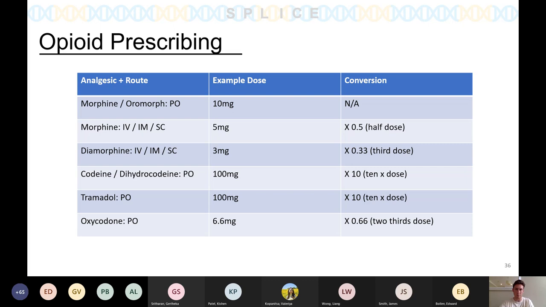Other things to be aware of, codeine and tramadol, the weak opioids, are 10 times weaker, and therefore the dose required if you were converting that way would be 10 times the dose of your oral morphine to your codeine, or dividing by 10 if you were going from codeine to oral morphine. Hopefully that makes sense. It's just a table to go through in your own time, and there's loads and loads of questions on this out there, so it should hopefully start to stick if it hasn't already.